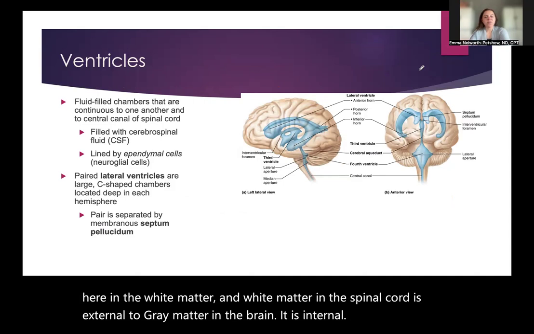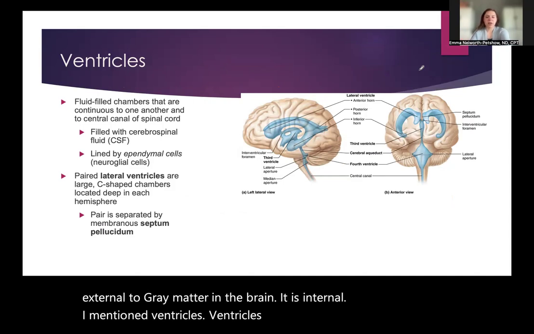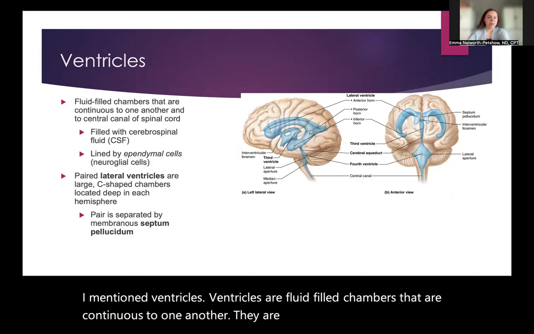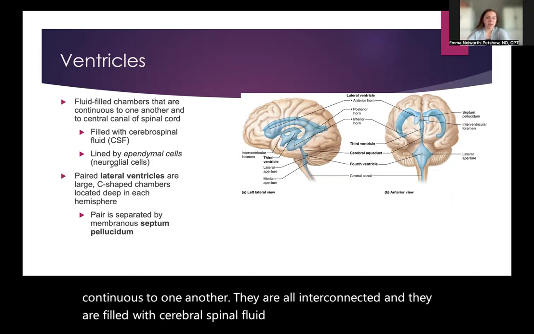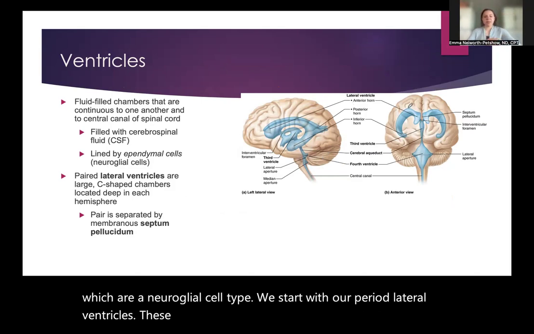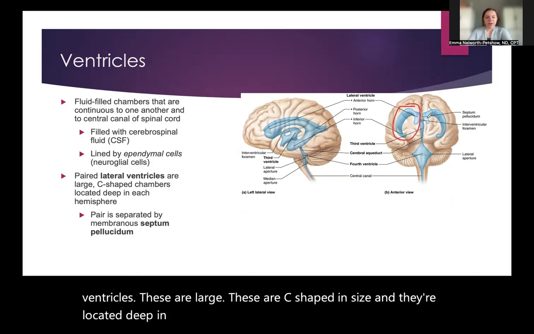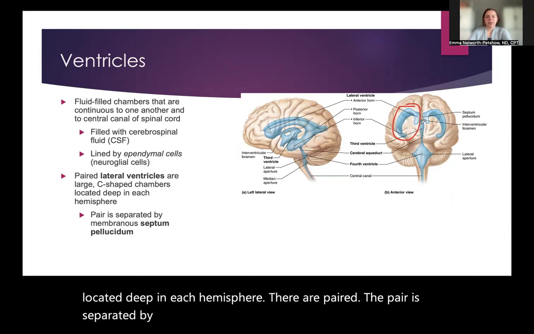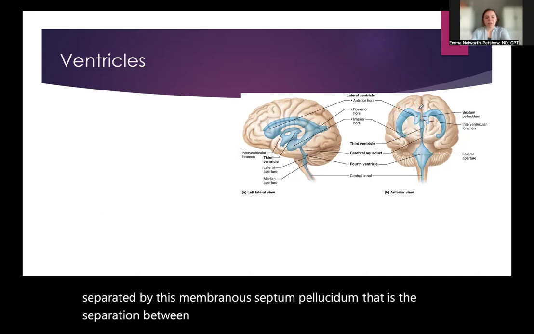I mentioned ventricles. Ventricles are fluid-filled chambers that are continuous to one another. They are all interconnected, and they're filled with cerebrospinal fluid and lined by ependymal cells, which are a neuroglial cell type. We start with our paired lateral ventricles. These are large, C-shaped, and located deep in each hemisphere. The pair is separated by this membranous septum pellucidum. That is the separation between the two paired lateral ventricles.